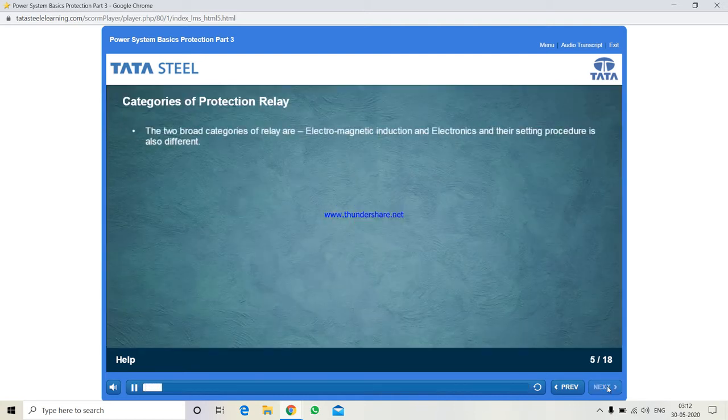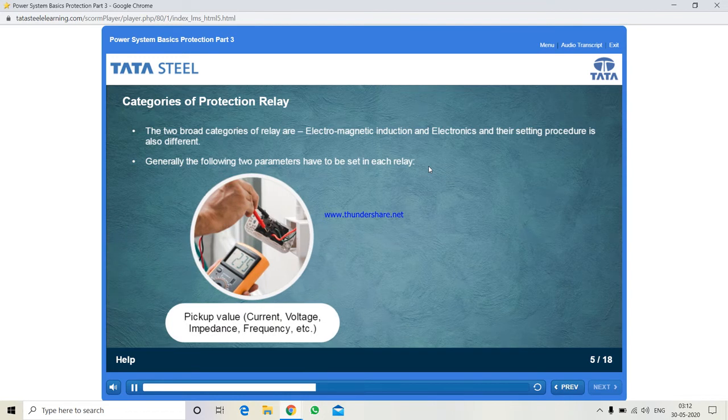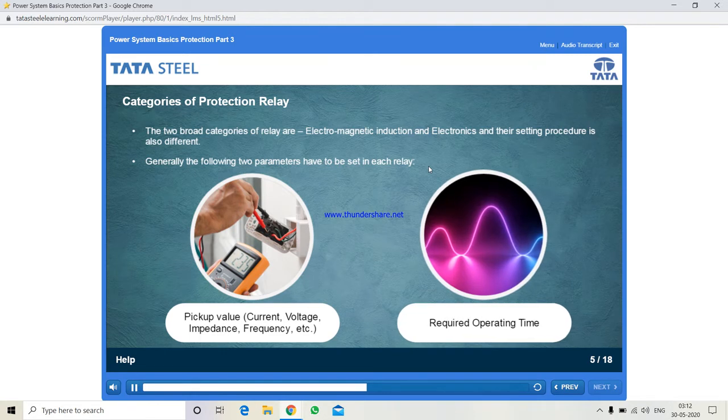There are two broad categories of relay, namely electromagnetic induction and electronics. The setting procedure for both is also different. Generally, the following two parameters have to be set in each relay. Pickup value, that includes current, voltage, impedance, frequency, etc. and required operating time, which refers to the duration that is required for the connection to trip after exceeding the set point. However, before learning about these settings, there are a few more terms used in relay setting that you should know. Let us take a look.